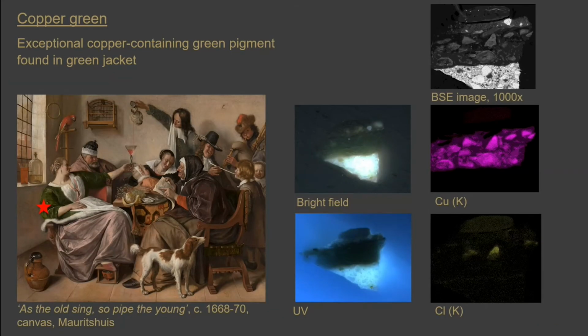In As the Old Sing, So Pipe the Young, Steen used a green copper-containing pigment to paint the green jacket of the woman on the left. And this is actually quite an exception, because this is the only time we have found this green copper pigment. It consists of large angular particles that are made of copper, and we also detected quite an amount of chlorine in these pigment particles. Unfortunately, we weren't able to perform further analysis, so it's not quite clear to us what this pigment is.